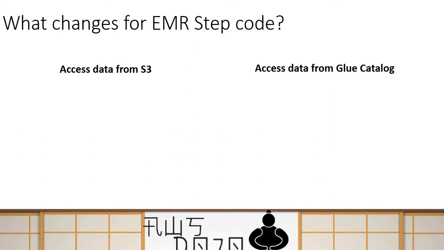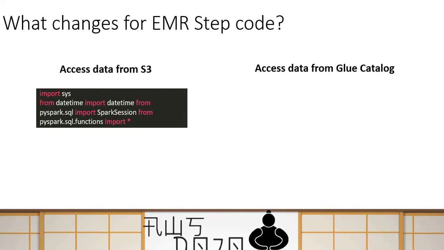Suppose you're trying to access your data from S3 directly, and now you're trying to access data through the Glue Catalog. What primarily changes at your coding level when you configure a step? So let's try to see the difference first.